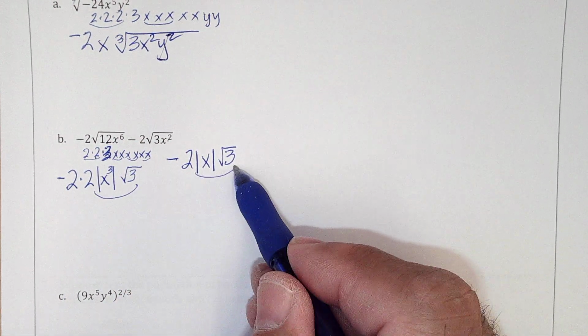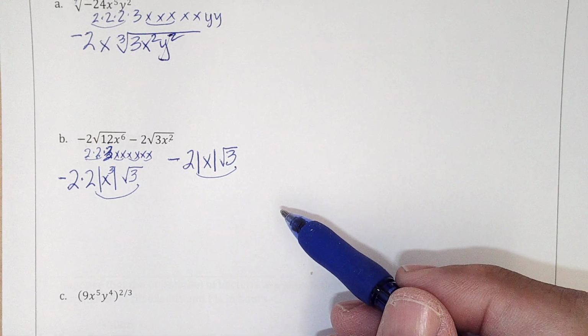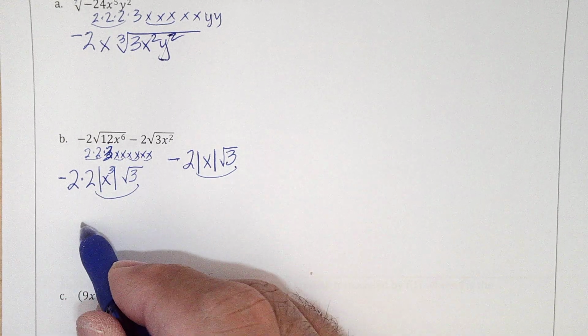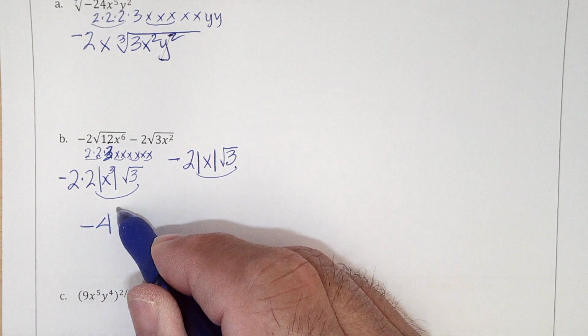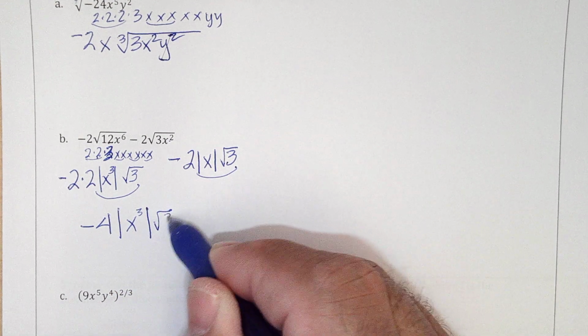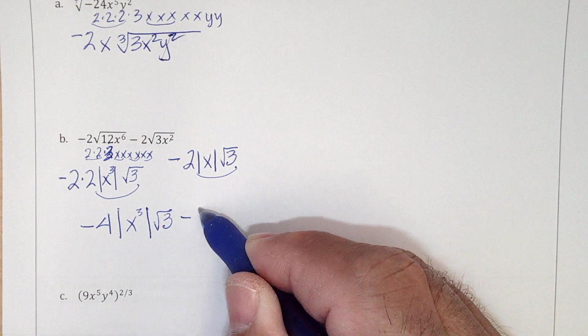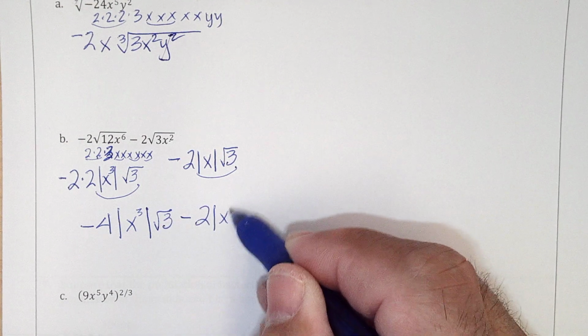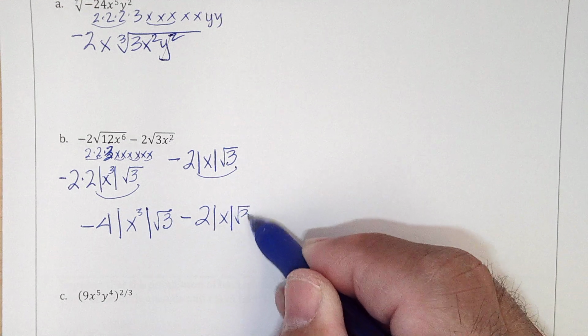These are not identical, so I can't do anything with it, and so I'm just going to say -4 absolute value of x to the third square root of 3 minus 2 absolute value of x square root of 3.